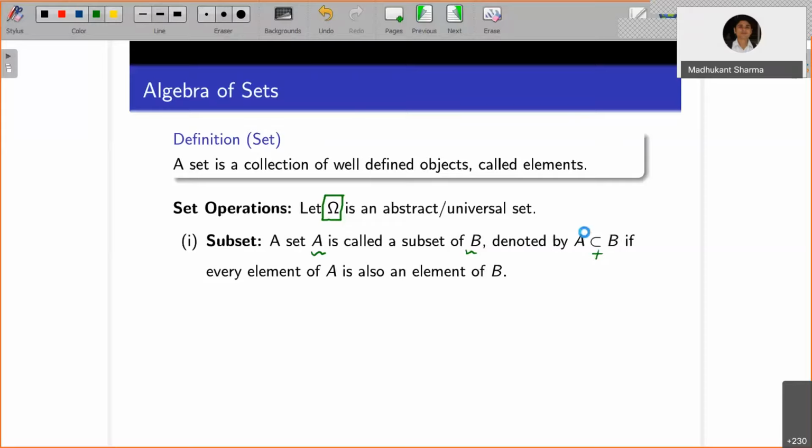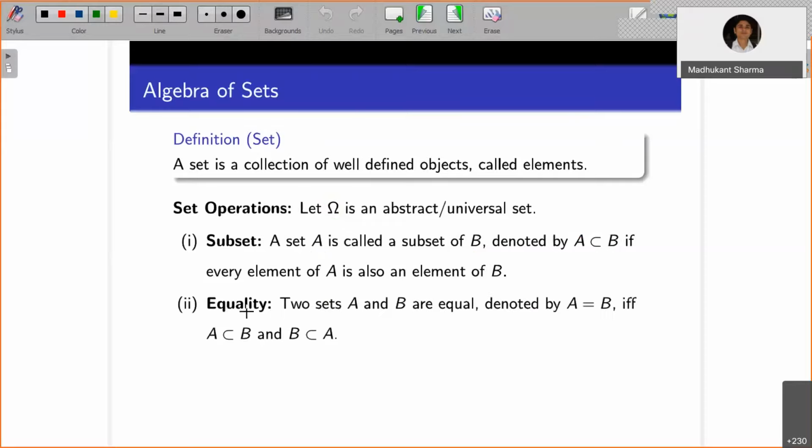Okay. So A is a subset of B, or we can also say that B is a superset of A. Right. Equality. Two sets A and B are said to be equal, and we denote it by A equals B, if and only if A is a subset of B and B is a subset of A. This is very clear. Every element of A lies inside B, and every element of B also lies inside A. So then you will say that both are equal.